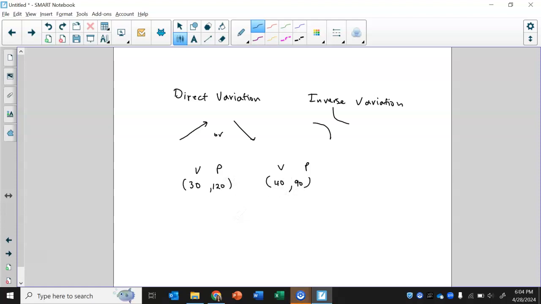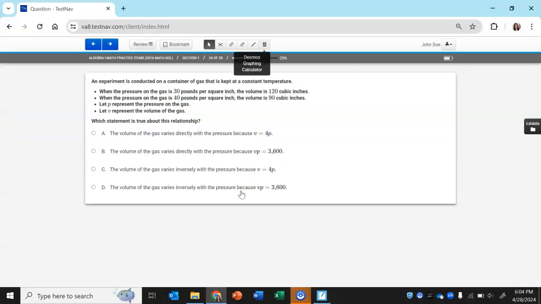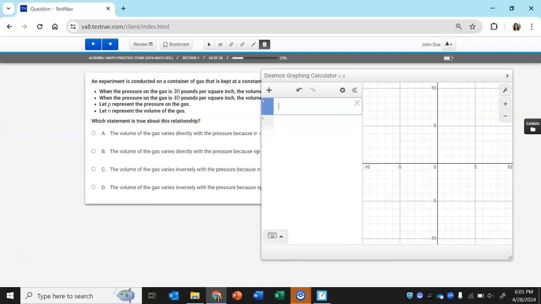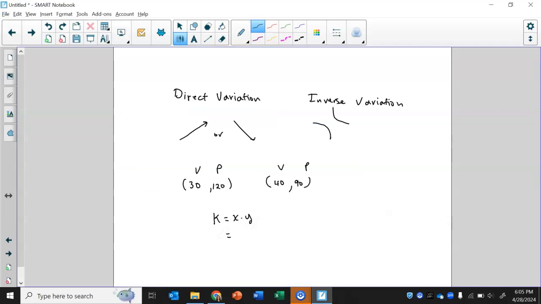From here, we just have to find that constant. The constant for inverse variation, you find by multiplying x and y, or in this case, V and P. For direct variation, you divide y and x. So for this one, to find that constant, it is going to be 30 times 120. I need decimals for this. 30 times 120 is 3,600. So the constant K is 3,600.